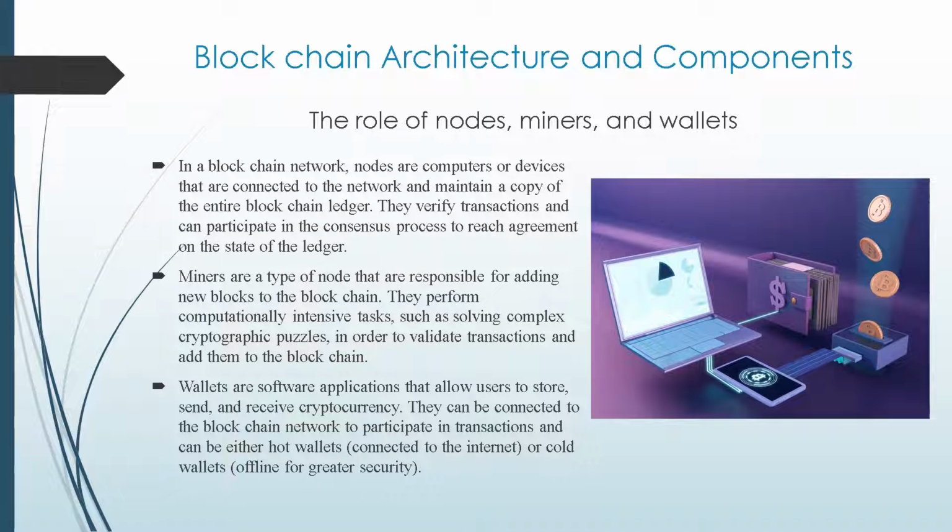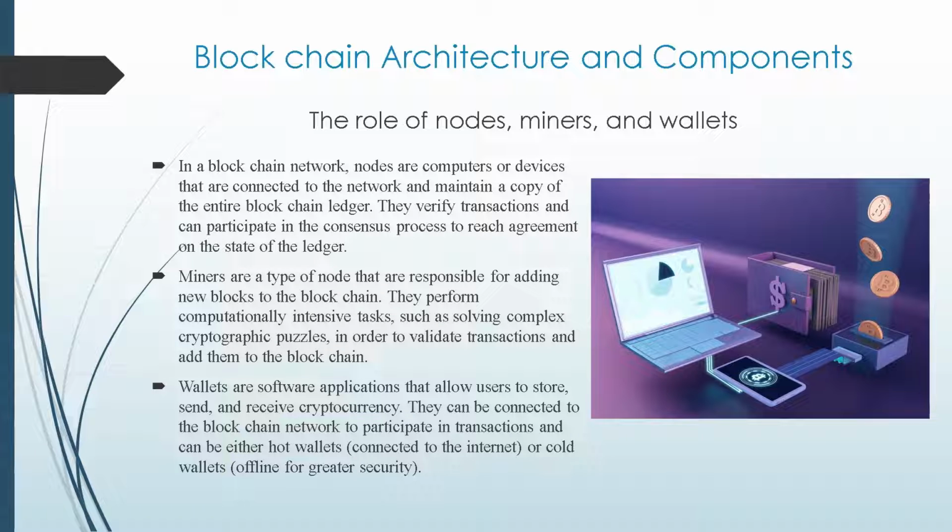In a blockchain network, nodes are computers or devices that are connected to the network and maintain a copy of the entire blockchain ledger. They verify transactions and can participate in the consensus process to reach agreement on the state of the ledger. Miners are a type of node that are responsible for adding new blocks to the blockchain. They perform computationally intensive tasks such as solving complex cryptographic puzzles in order to validate transactions and add them to the blockchain. Wallets are software applications that allow users to store, send, and receive cryptocurrency.